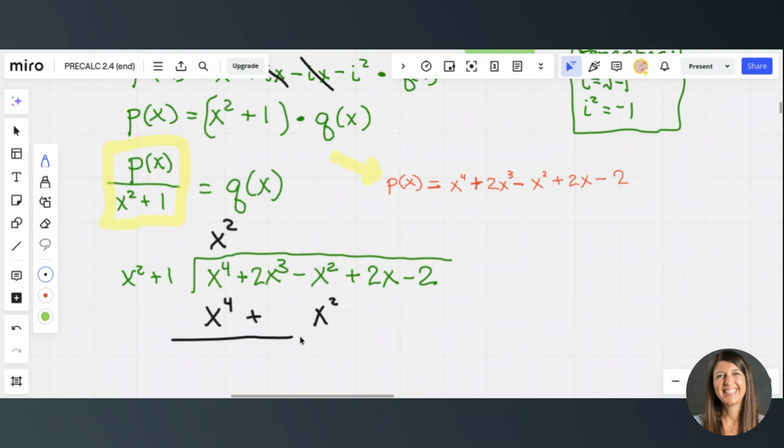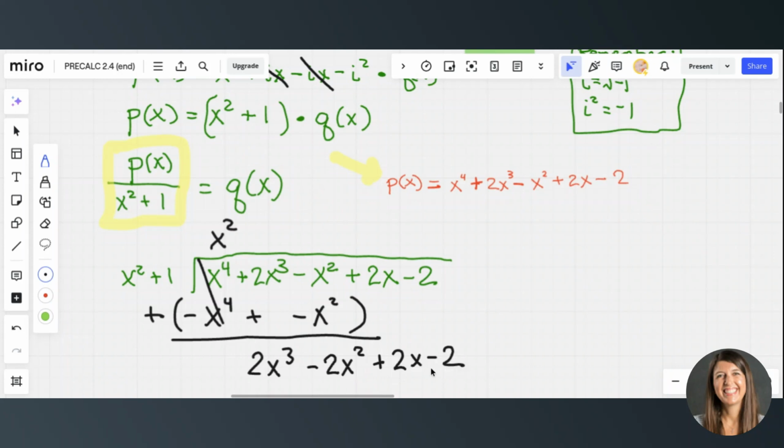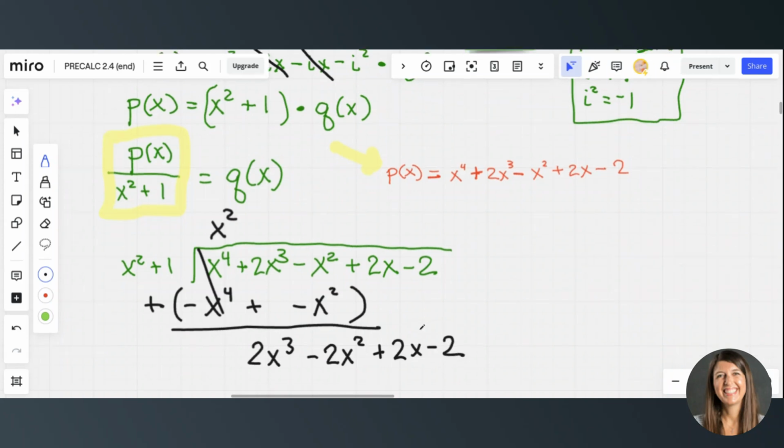Got to keep your terms underneath each other that are like terms, okay? So we're going to subtract, and when we subtract, it's got to distribute within this whole thing. So I'm going to minus it, okay? So my x to the 4ths cross out, bring down my 2x cubed, and then negative x squared minus x squared is minus 2x squared, and then I'm going to bring the rest down. All right, now we're going to repeat this process.